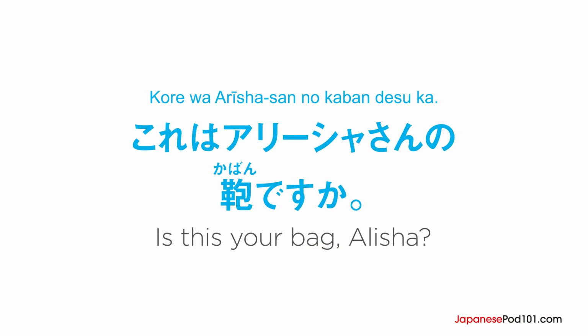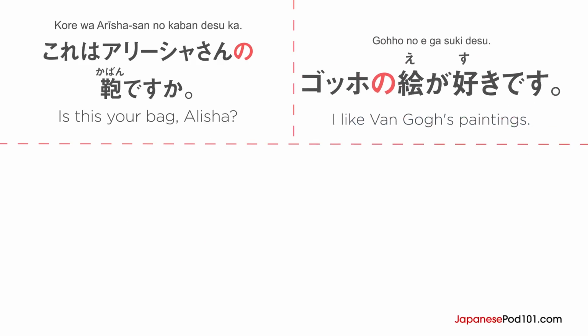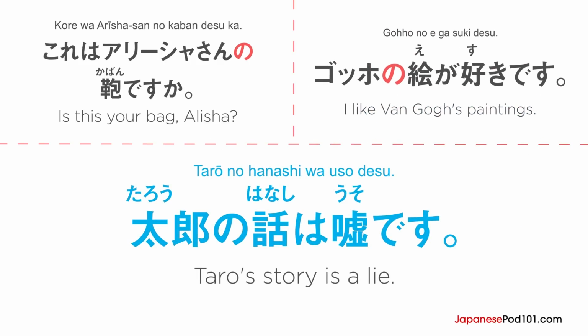これはアリーシャさんのカバンですか? Is this your bag, Alicia? ゴッホの絵が好きです。I like Van Gogh's paintings. 太郎の話は嘘です。Taro's story is a lie.